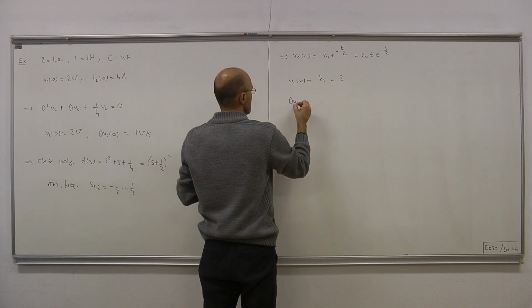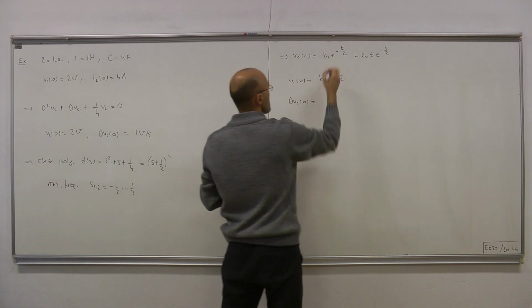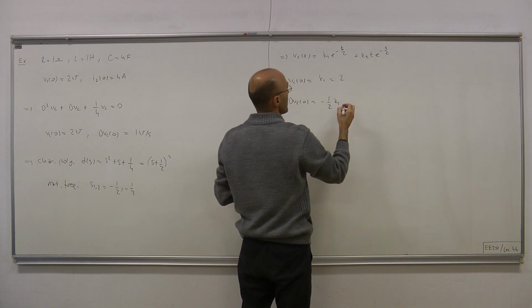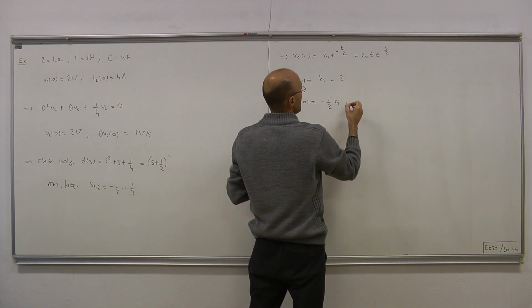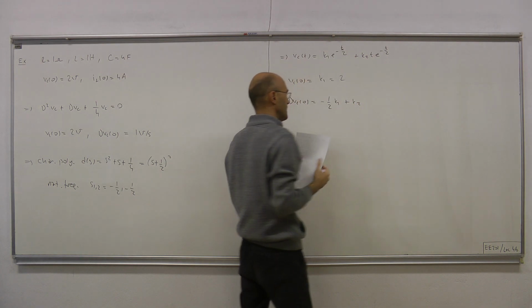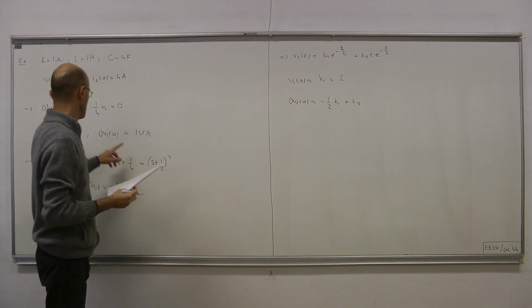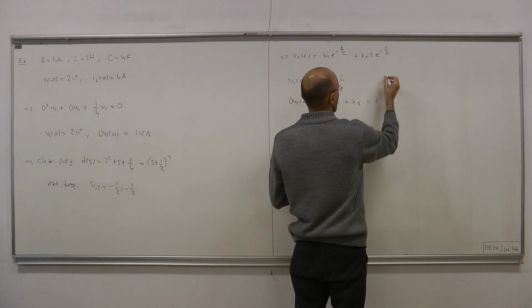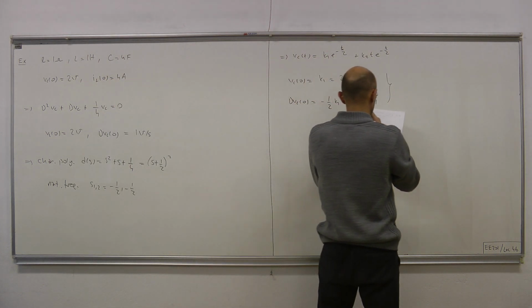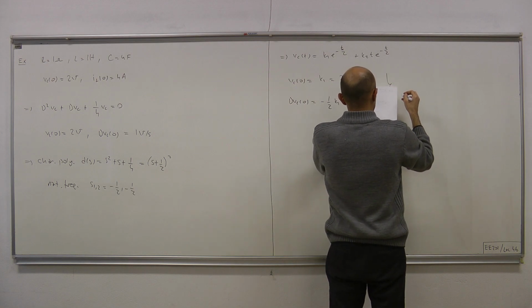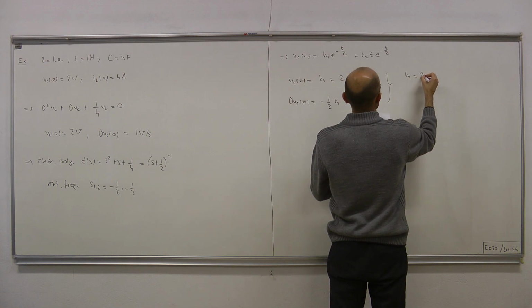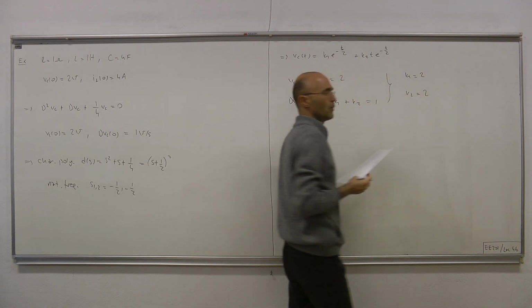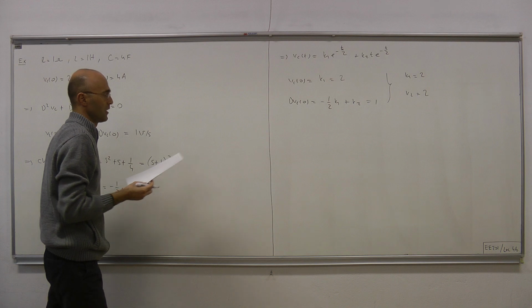And dVc(0) equals minus 1/2 k1, and from the second term we have plus k2, and that equals 1. Okay. And then we have k1 equals 2 and k2 equals 2. Okay, so both coefficients are 2.